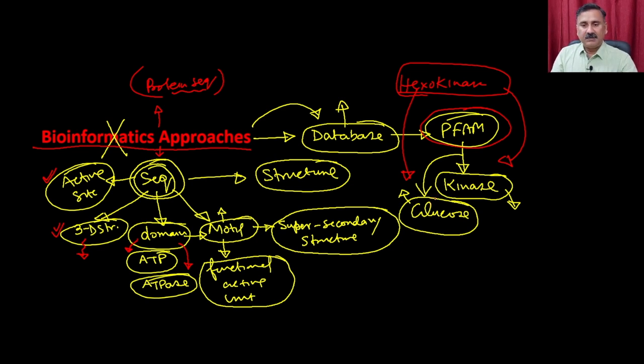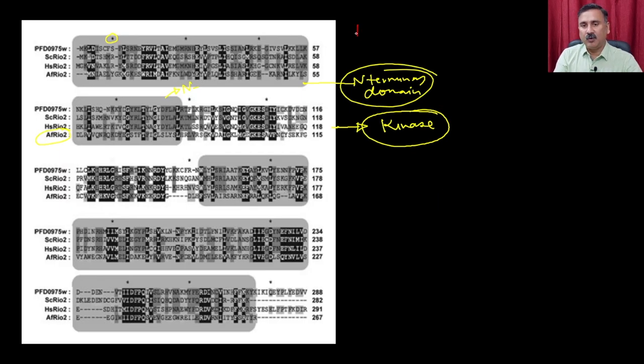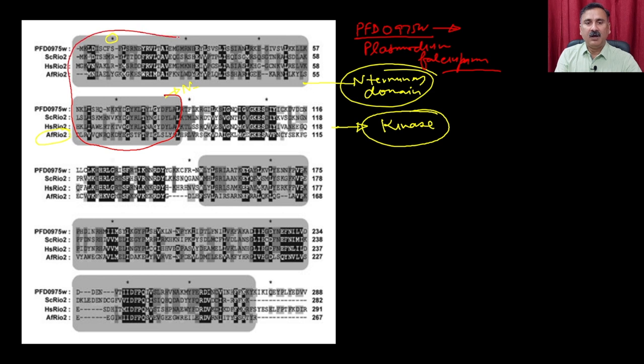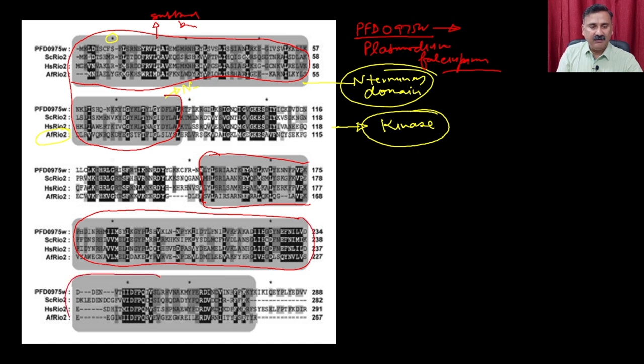Let's take a clear example. In this particular thing, this is a hypothetical protein called PFD0975W. This is a hypothetical protein from Plasmodium falciparum. When you talk about a hypothetical protein, you don't know anything about it. But when we try to identify the homologous sequences from the database, what we found is that what you see here is the N-terminal domain, which is going to be responsible for substrate binding, whereas this sequence, because it is matching exactly with another homologous protein, is the kinase domain.